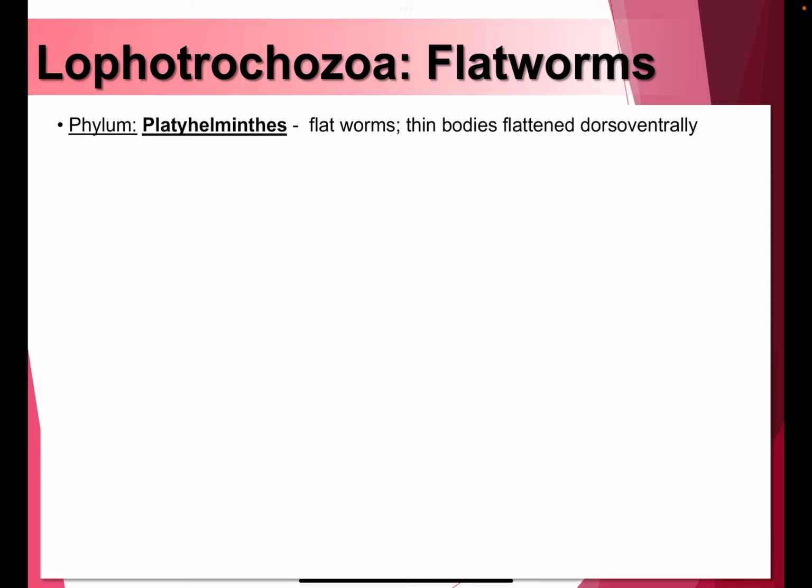In this first phylum of Lophotrochozoa, we'll talk about the platyhelminths, also known as flatworms. From their common name itself, you can tell they are usually flattened. That's why they're called flatworms, and they usually have very thin bodies. They're flattened dorsoventrally. Remember, dorsal means the back, ventral means the tummy side. So the back and the tummy are flattened.